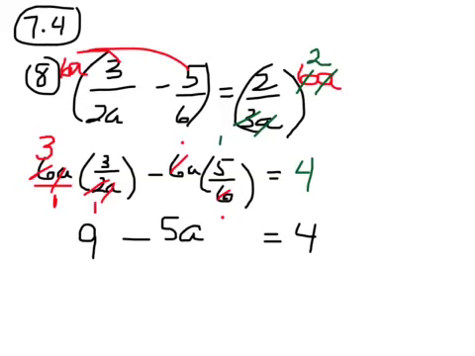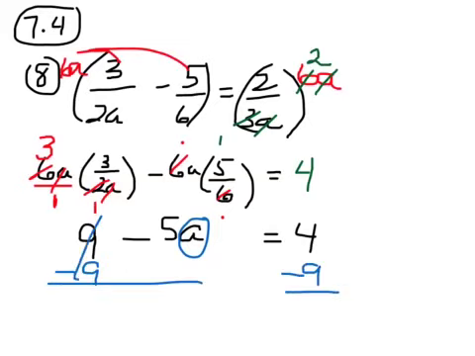Now all I got to do, though, if we're just solving these, let's get a by itself. I could subtract 9 from both sides. 9 minus 9 is 0. I would have a negative. Remember, 0 minus 5a is just negative 5a, isn't it? You just write down the minus 5a and change it from a subtraction sign to a negative sign there. What's 4 minus 9? Negative 5. Good. Negative 5.